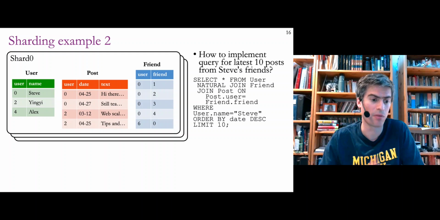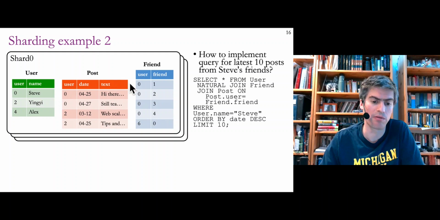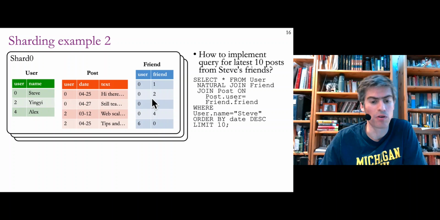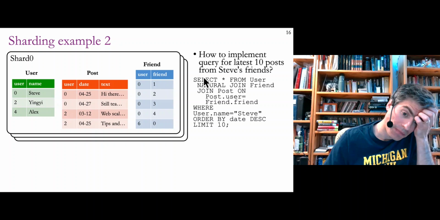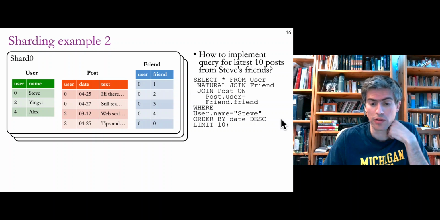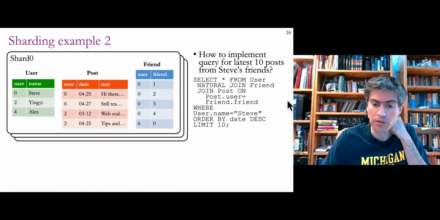In this case, I have a slightly more expanded version of this example, where not only do I have users and posts, I also have friend relationships. So for every user, I can have a set of rows that connect my user to a bunch of friends. Okay? I want to implement the query now to get the latest 10 posts from Steve's friends. If you know SQL, this is a version of the query that would do it.